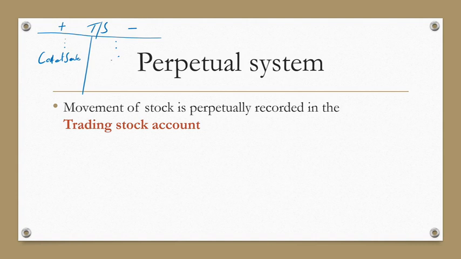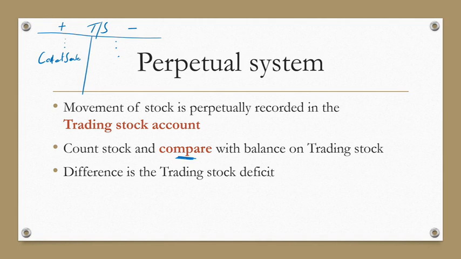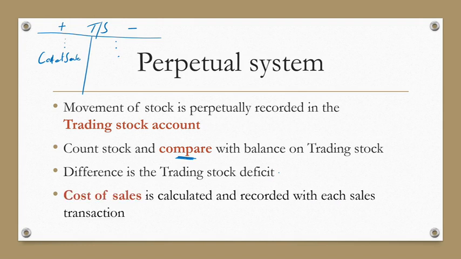But then we will have a balance on this trading stock account. So if we want to know how much stock on hand, we can just go to the trading stock account in the perpetual system, what we've been doing up to now. At the end of the year, we count the stock in order to compare it with the balance on this trading stock account. And then the difference is the trading stock deficit that will be shown on the statement of comprehensive income. Cost of sales will be calculated and recorded with each sales transaction.